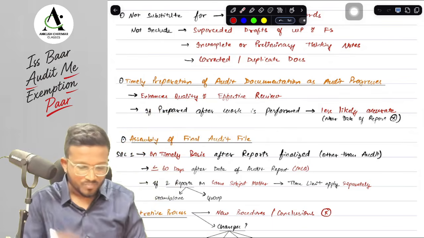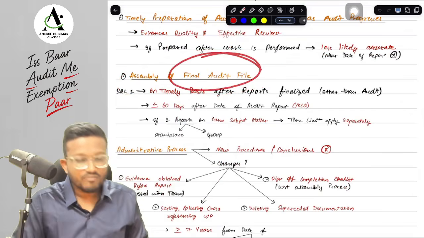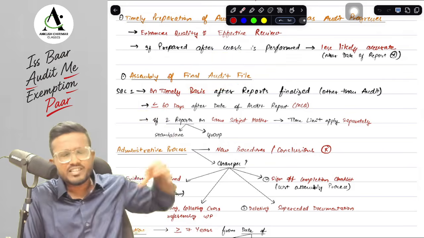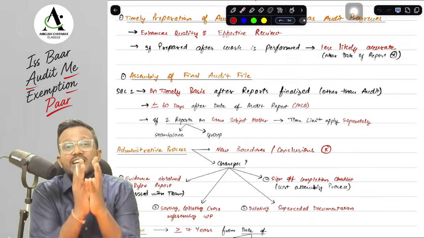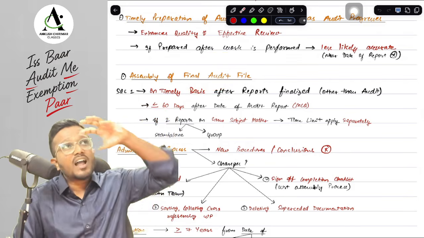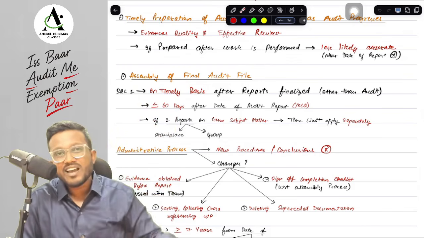Don't confuse between the two. Now let's discuss assembly of the final audit file. What is a final audit file? Basically, all the audit documentation prepared by all the team members is gathered and compiled together in a final audit file, so that if in the future we want to review that particular audit engagement, we can directly refer to this final audit file.